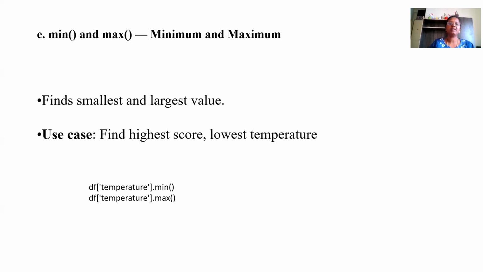The next thing is the min and max aggregate functions. Here we find the minimum and maximum values of your data set. Using min and max, you can find the smallest and largest values of the data frame. The use cases are finding the highest score or the lowest temperature. Here you can see the syntax: inside the data frame, you apply the dot min operation on the temperature column. DF is nothing but the data frame. In the same way, you just change it to the max operator and you can find the maximum temperature of the data frame.